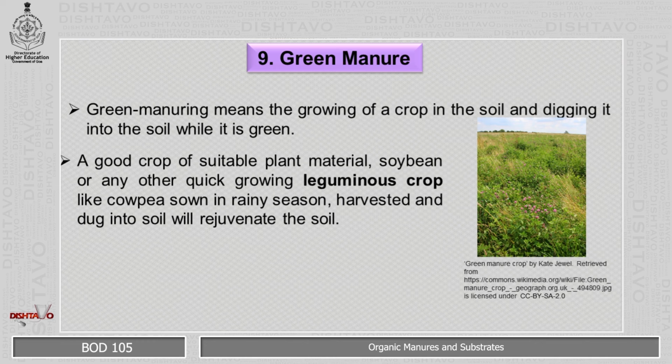Green manuring means the growing of a crop in the soil and digging it into the soil while it is green. A good crop of suitable plant material such as soybean or any other quick growing leguminous crop like cowpea sown in the rainy season, harvested and dug into the soil will rejuvenate the soil. In the adjoining picture, you can see some leguminous crops being grown to be used as a green manure.